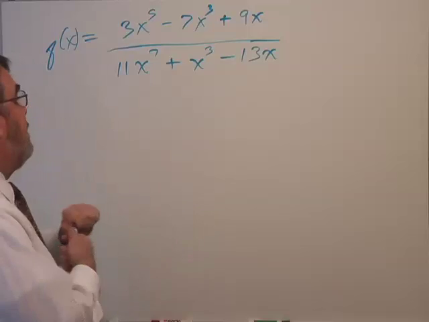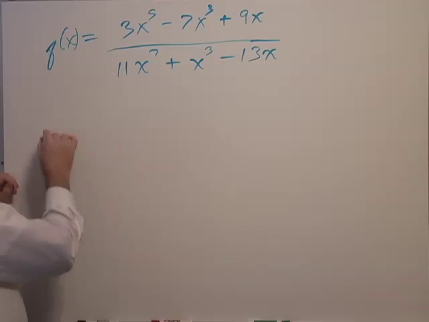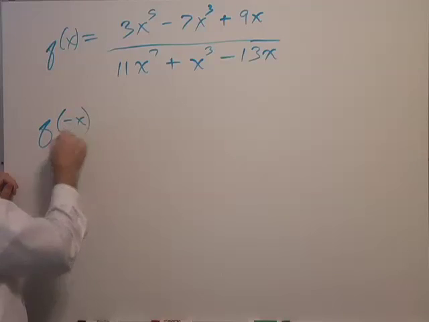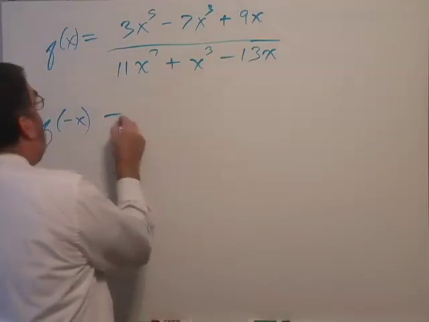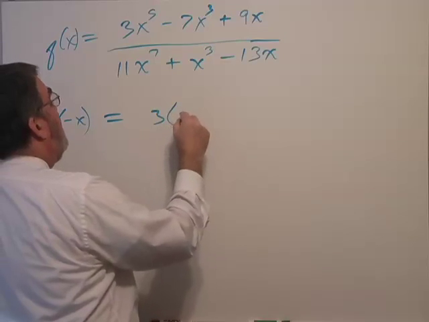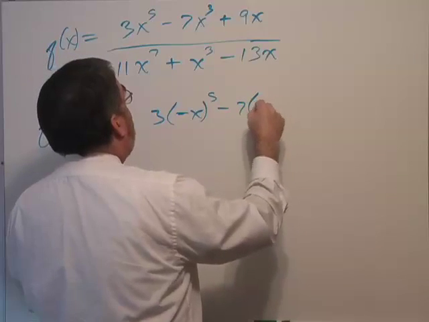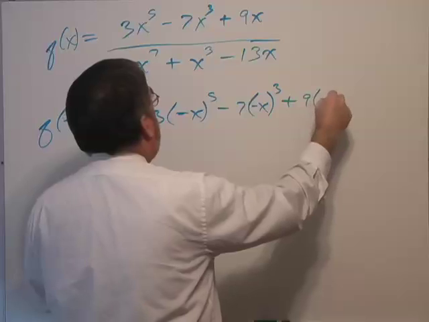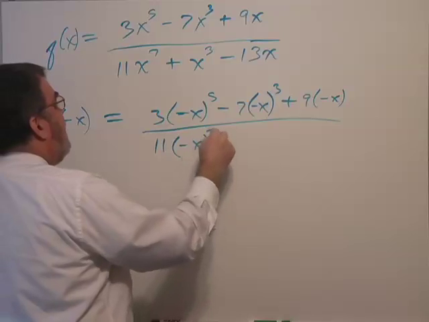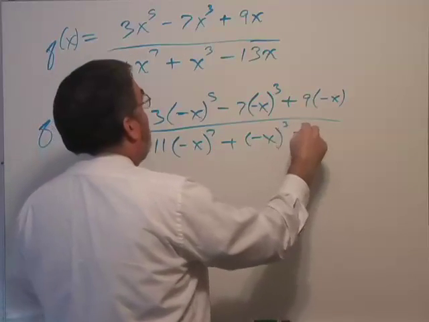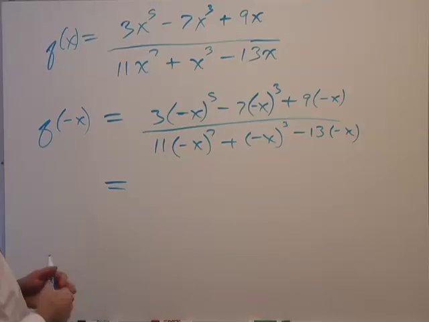So let's go through it. My test for even or odd functions is to replace x with negative x. So when we do that, we plug all that in, and we get 3 times negative x to the fifth power minus 7 times negative x cubed plus 9 times negative x, and all this is divided by 11 times negative x to the seventh plus negative x to the third minus 13 times negative x. Okay, so let's go through all this stuff.